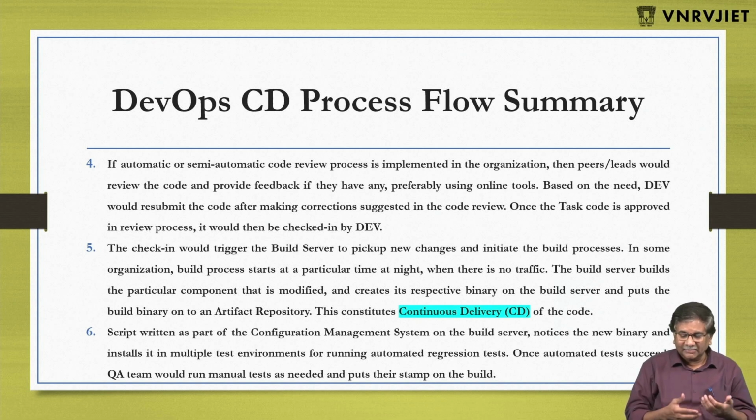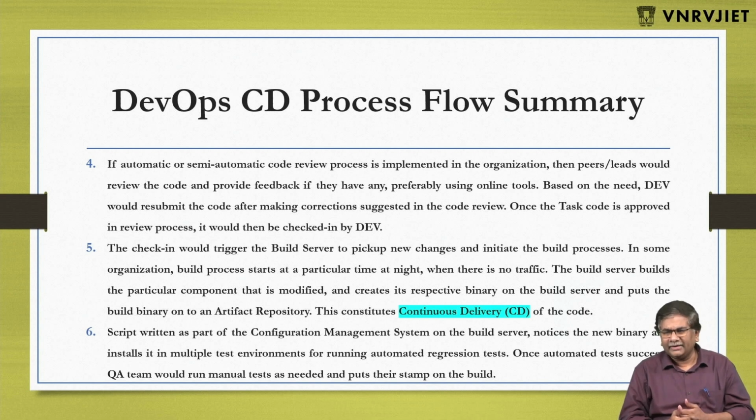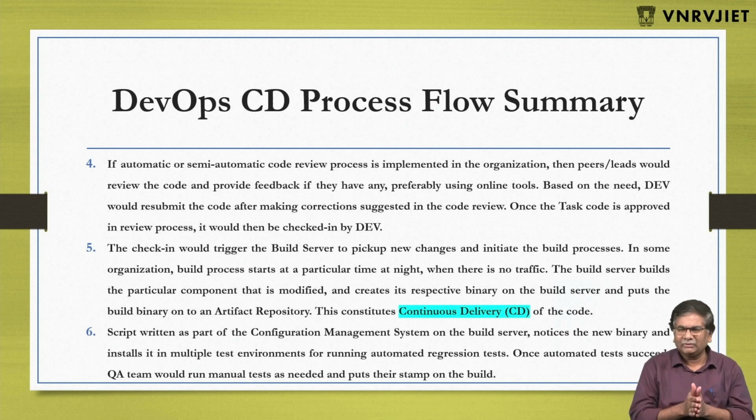Regression means backward compatibility tests, right? Once the automated tests succeed, the QA team would run manual tests and put their stamp on the build. Normally 80% of the tests can be automated, but at least 10 to 20% have to be done manually. There are certain scenarios that have to be done manually. In reality, it's not possible to automate 100%, at least with the way we are setting things up these days. So they have to manually test a few of the test cases.